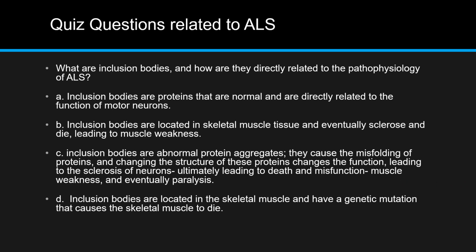So the answer would be C. Inclusion bodies are abnormal proteins. They cause misfolding of proteins, and then changing the structure leads to the sclerosis of neurons and ultimately leading to death and misfunction.